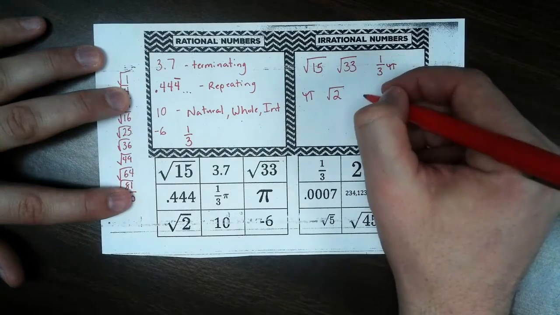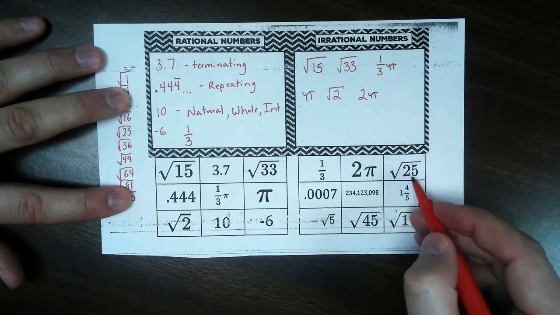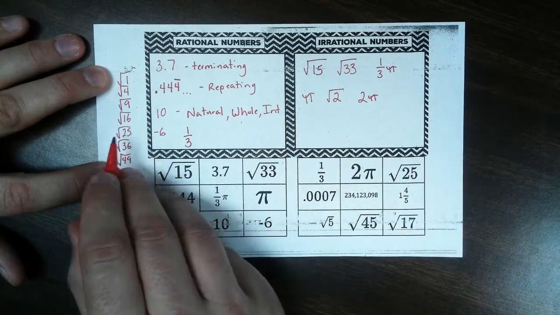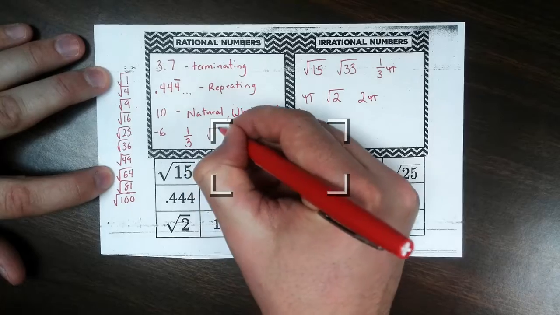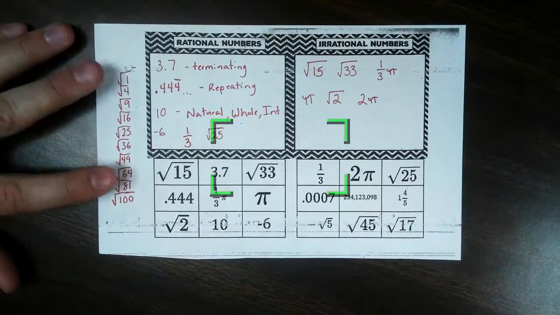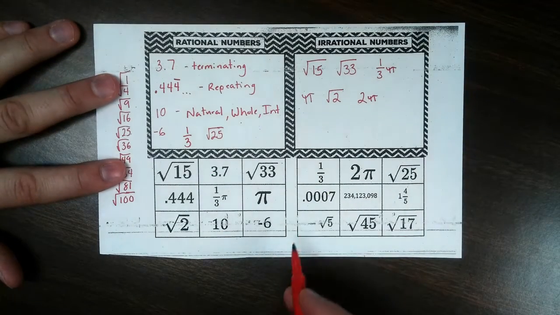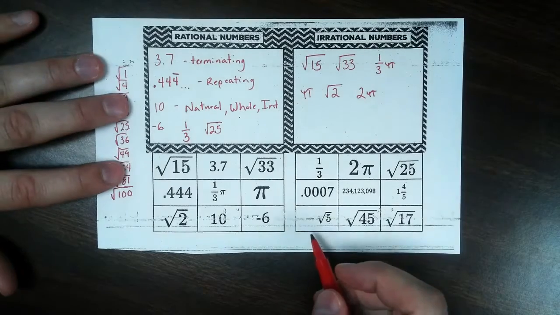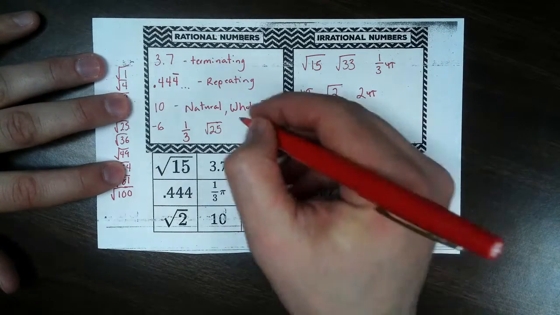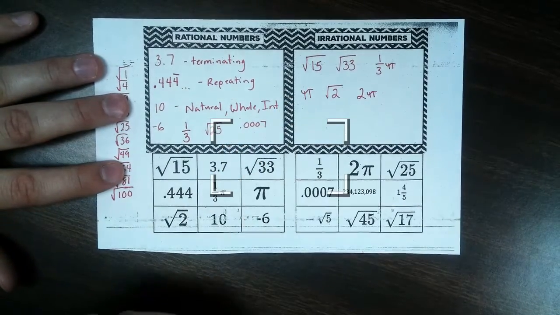2 pi, again, you see pi and you think irrational. The square root of 25: is 25 on this list? Bam, there it is. So if it's on that list, then it will be a rational number. Then .0007, almost .007, but we got .0007. That is a terminating decimal. There's no number after this 7, so that would be a rational number because it is a terminating decimal.